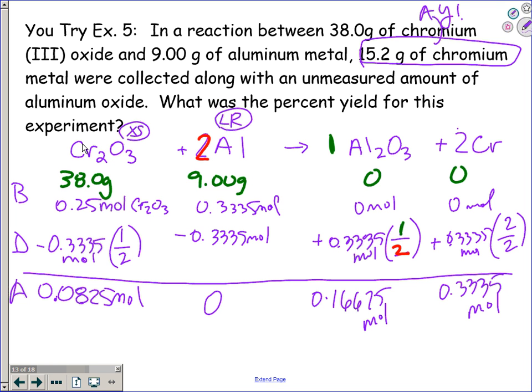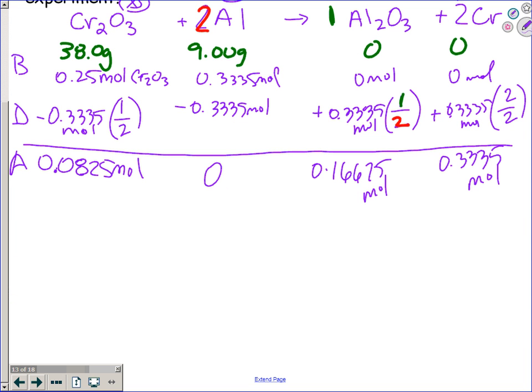What was the percent yield for this experiment? Noticing that this is in grams of chromium metal, and this right here is in moles. I can't compare them. That's apples and oranges. What do I got to do first? Right, so let's convert that to grams. One mole of chromium is 52.00 grams. What is that? Can you guys calculate? 17.34. Thank you. So that's 17.34 grams of chromium.